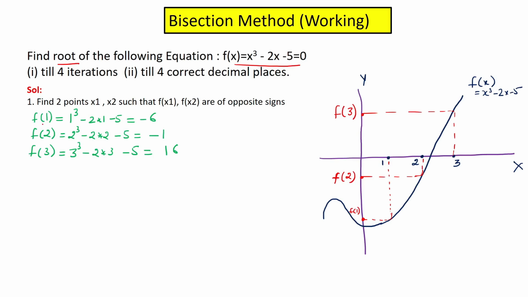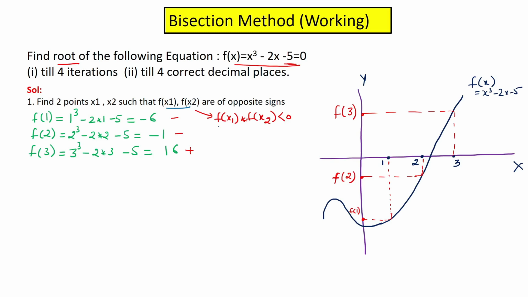So if I put 1 inside this function, I am getting 1 cube minus 2 into 1 minus 5. That is, I am using this function. So finally, I got minus 6. That is a negative value. And if I put 2 inside this function, after solving I am getting minus 1. That means again a negative value. And if I put 3, then I am getting a positive value.